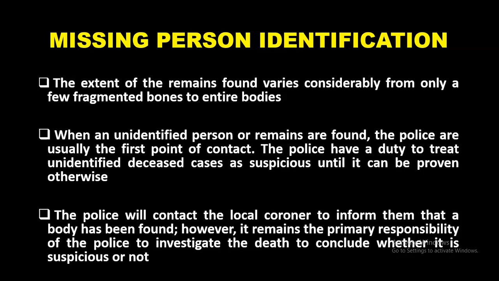When an unidentified person or remains are found, the police are usually the first point of contact. The police have a duty to treat unidentified deceased cases as suspicious until it can be proven otherwise. The police will contact the local coroner to inform them that a body has been found. However, it remains the primary responsibility of the police to investigate the death to conclude whether it is suspicious or not.